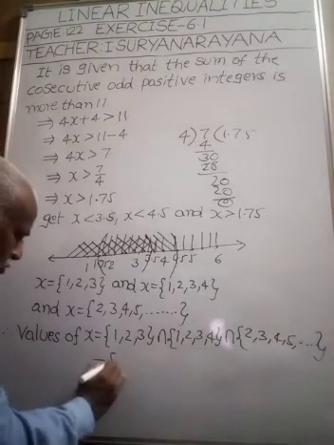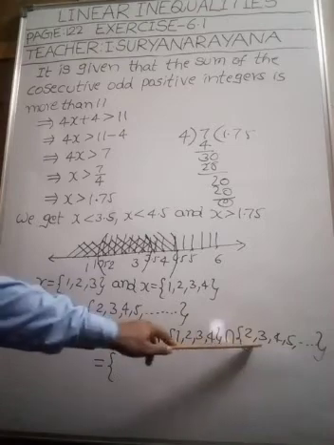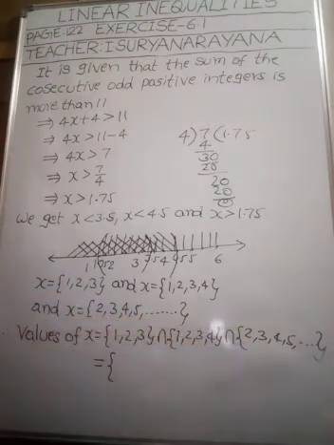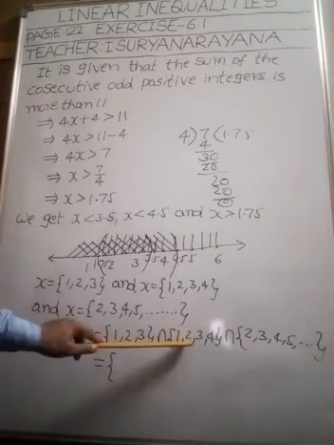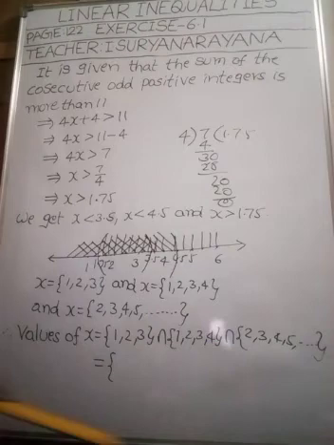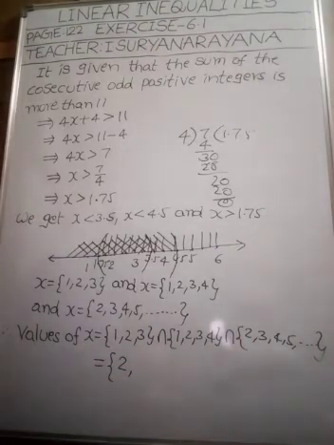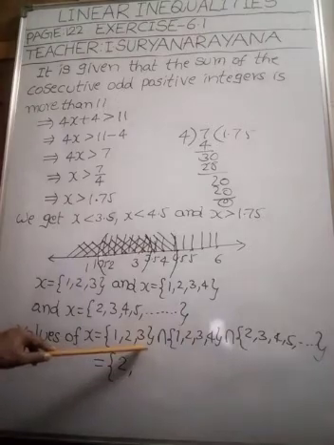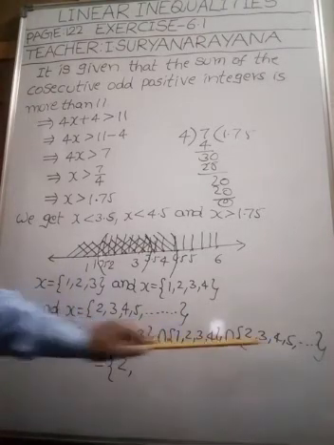See here 1 is there, here also 1 is there, but here 1 is not there. So it is not a common element to these three sets. See here 2 is there, here also 2 is there, in this set also 2 is there. So 2 is the common element to the three sets. Now here 3 is there, in this set also 3 is there, in this set also 3 is there.